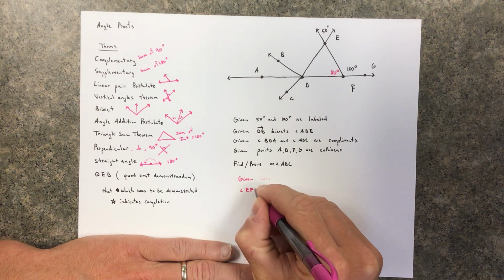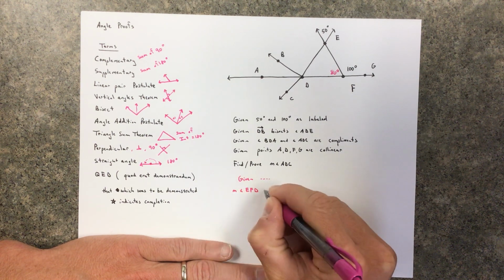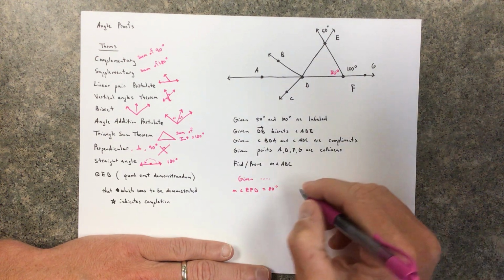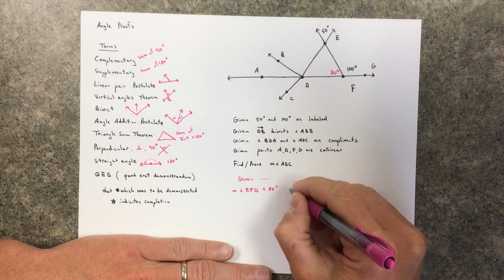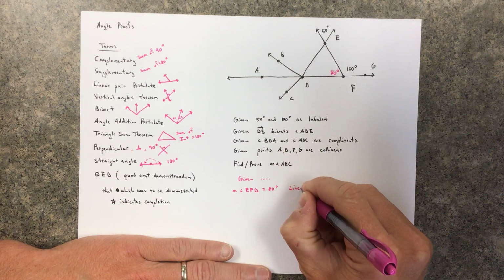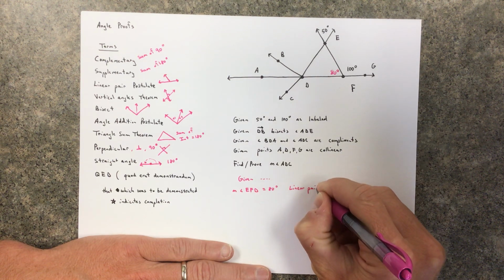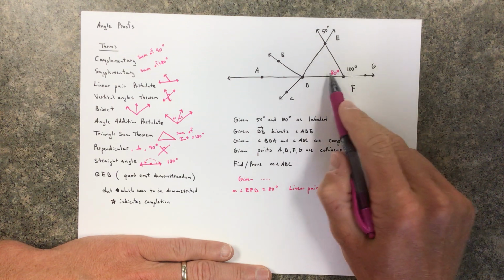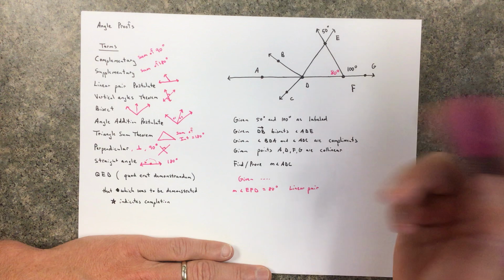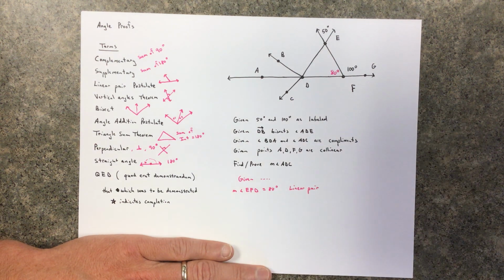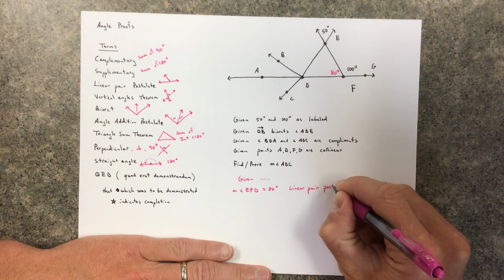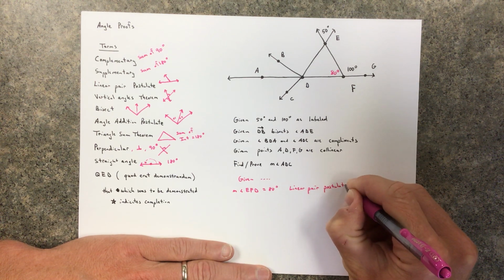the measure of EFD is 80 degrees. Now, how do I know that? I'm going to say it's a linear pair. We know that it forms a linear pair with this angle, and we know a linear pair makes 180 degrees, so I know that's 80. Why? Because of linear pairs. Really, the linear pair postulate, but lots of times people are just going to say linear pair.